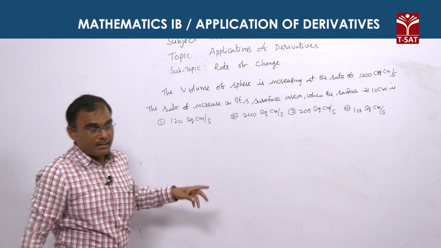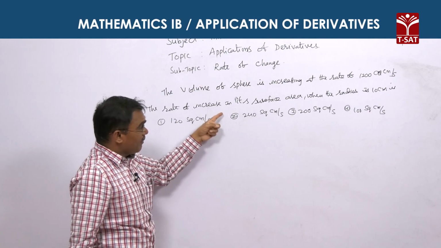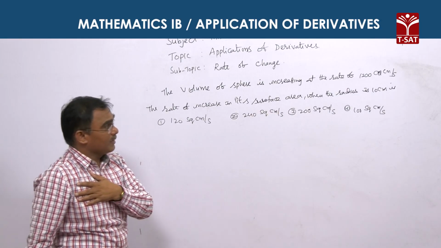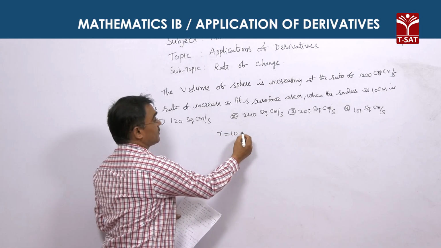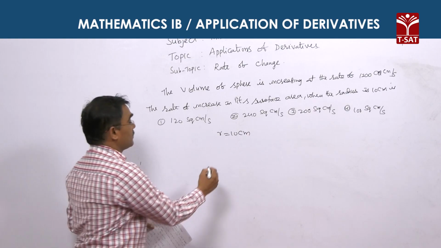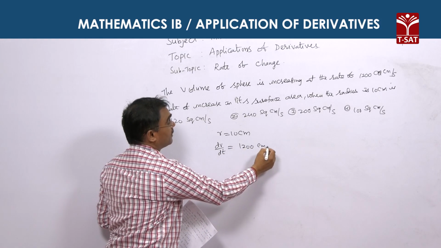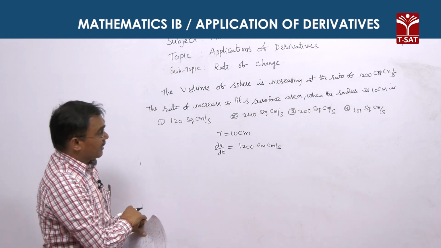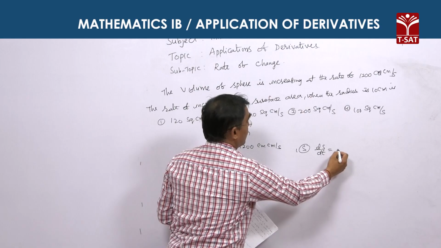So the volume of the sphere increases at the rate of 1200 cubic centimeter per second. Then we need the rate of increase in its surface area when its radius is 10 centimeters. Given radius of the sphere r is equal to 10 centimeters. Volume is increasing at the rate of 1200 cubic centimeter per second. Then what is asked is the increasing rate of surface area, that is ds by dt.